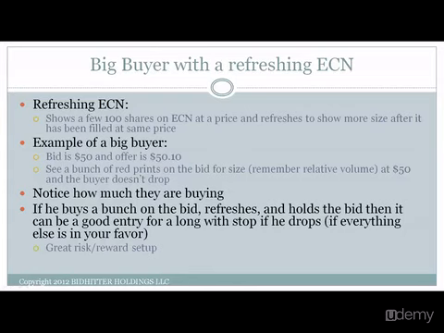Alright? Let's give an example. Say the bid's at 50, offer at 50.10. See a bunch of red prints on the bid, for size relative to the overall volume. And at 50, the buyer just doesn't drop. That's an example of a big buyer, where the offer is 50.10, the bid is 50. See a bunch of red prints for size, way more than level 2 is showing you, and the bid just doesn't drop. Shows you there's a big buyer there. You should notice how much they're buying, because if he buys a bunch on the bid, refreshes, and holds the bid, then it's a good entry for a long. And your exit will be if he drops, because that's the reason why you got in the trade. And it makes for a great risk reward setup.